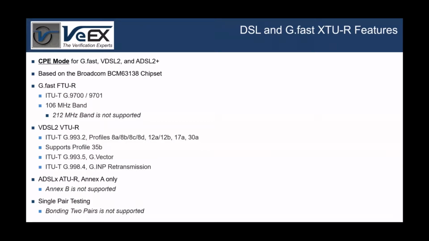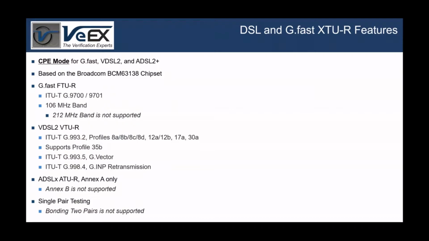The 3 modes supported are G.fast FTU-R. It is compliant to the ITU-T standard for G.fast, which is G.9700, 9701. The initial release for G.fast supports a spectrum up to 106 megahertz, and there is now a 212 megahertz version of G.fast that has been recently released.